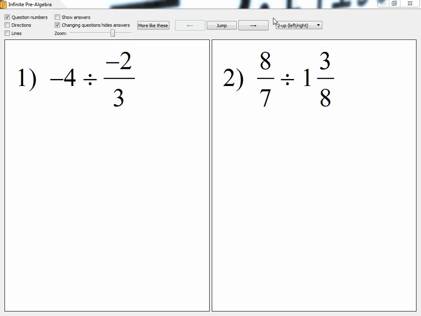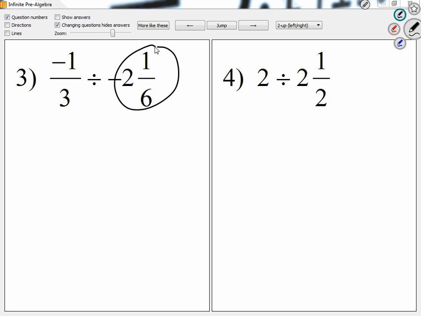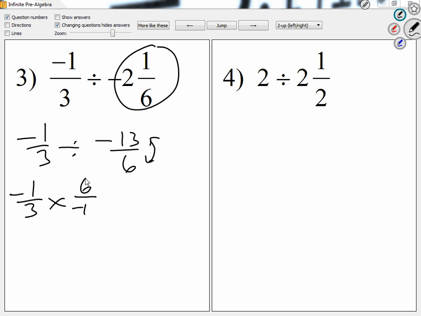Let me take a look at question number 3. I see a mixed number, so let me change that to improper. So I have negative 1 over 3 divided by negative 13 over 6. Right, the 13, I went 2 times 6 and then added to the top. Now that I have it improper, I'm going to switch it to multiplication and flip the second number. So I have negative 1 over 3 times 6 over negative 13.